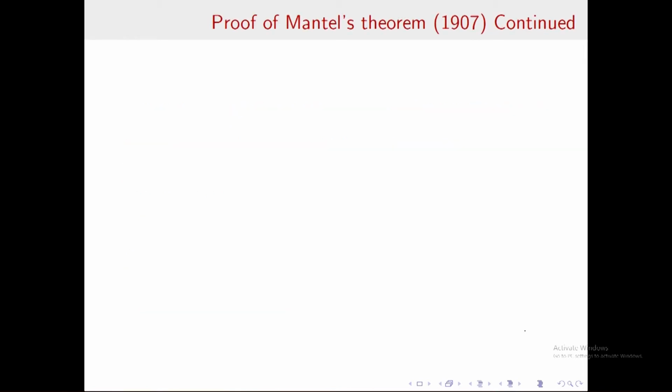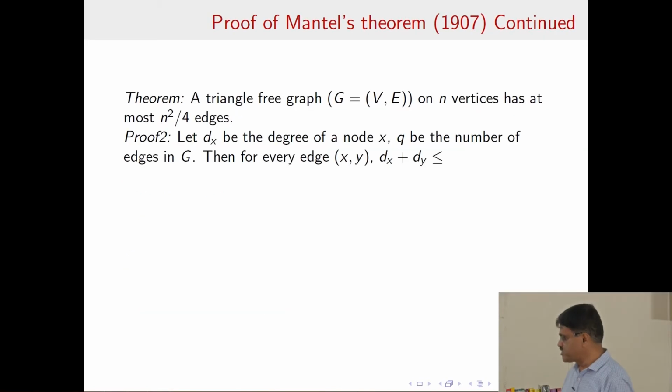Okay, so here is a very nice proof which I liked. Suppose dx is the degree of a node x, then what can you say about dx plus dy? For if xy is an edge, we already saw this actually. Dx plus dy can be at most how many? 2e. Triangle free. Remember, we are using the fact that this is triangle free and xy is an edge.